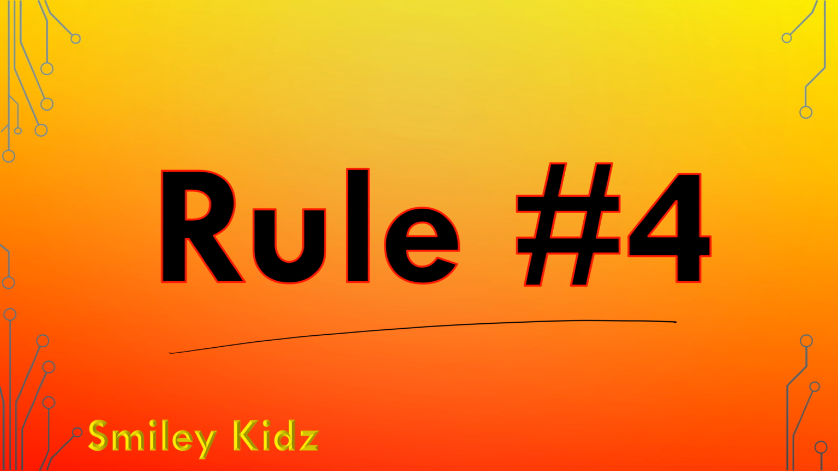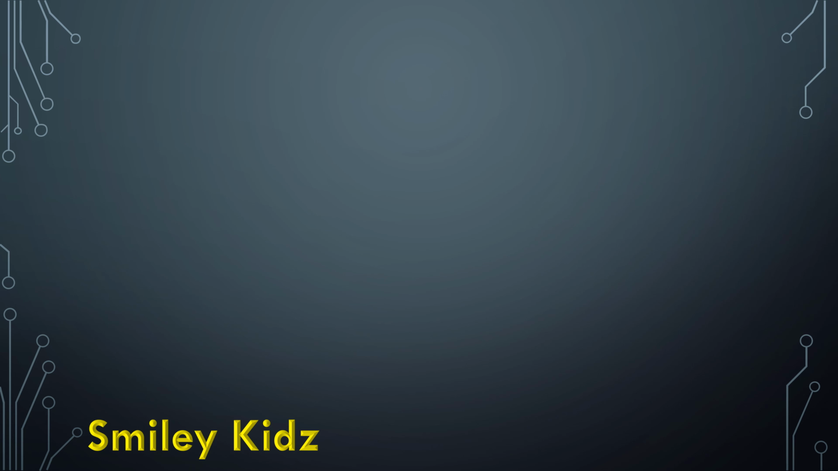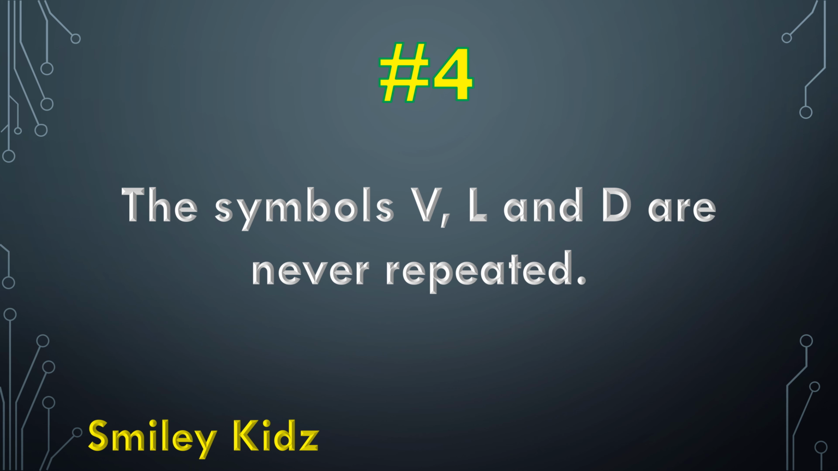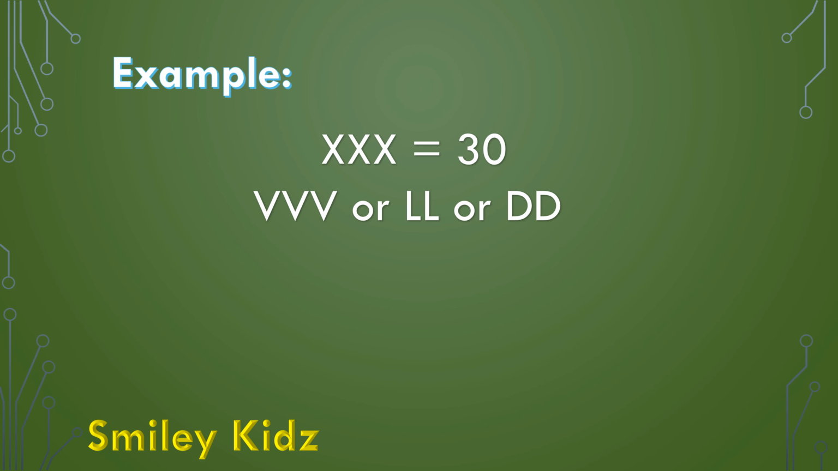Rule number 4. Rule number 4. The symbols V, L and D are never repeated. Now let's see an example. We write XXX for 30, but we don't write VVV or LL or DD. This is not accepted. So, symbols V, L and D cannot be repeated.